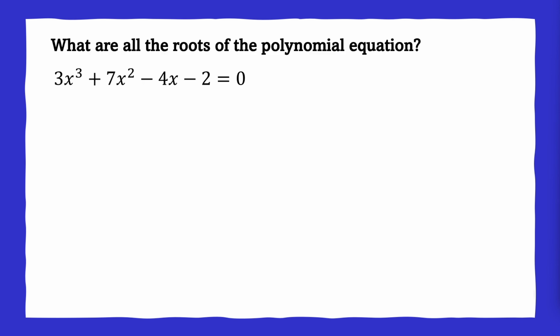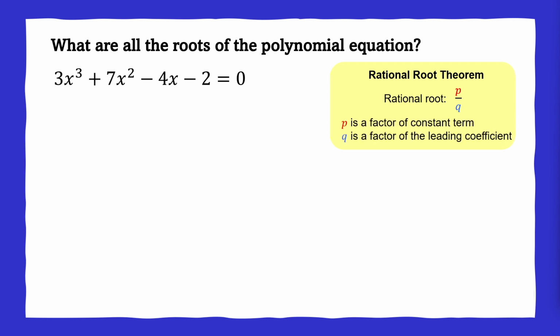To solve a polynomial equation, we begin by applying the rational root theorem. According to this theorem, any rational root of a polynomial is of the form p over q, where p is a factor of the constant term and q is a factor of the leading coefficient.